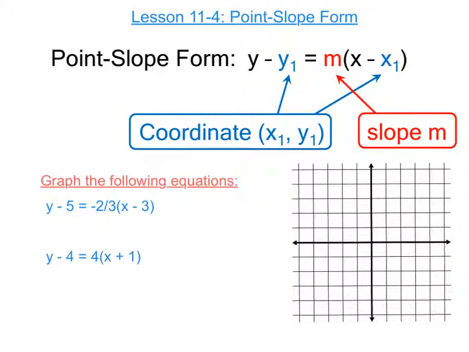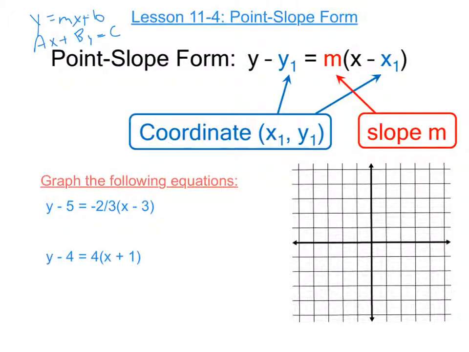So in the last lesson, we took a look at two strategies for graphing linear equations. One was slope-intercept form, where you have an equation and you get y by itself, so you have y equals mx plus b. We also had standard form, ax plus by equals c.